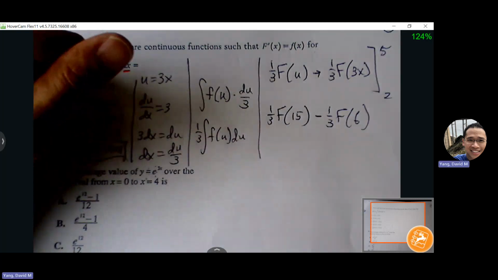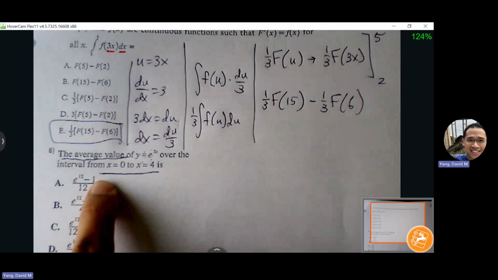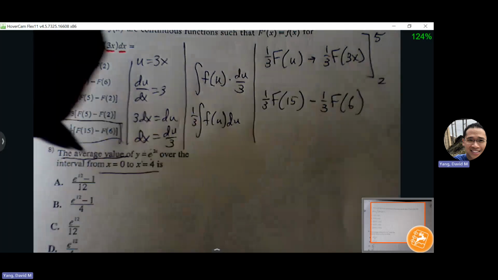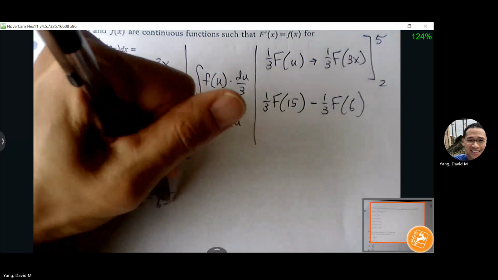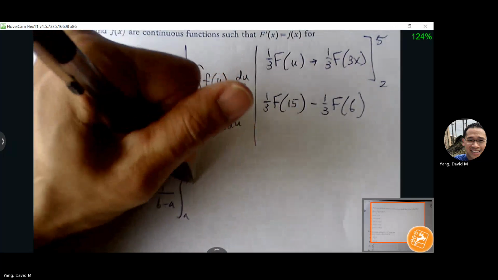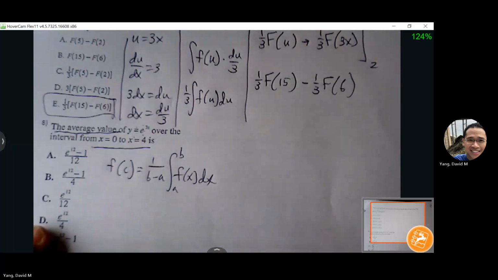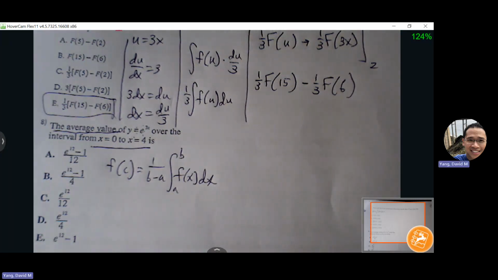Okay, the average value on the interval from 0 to 4 is, so what formula do you think we have to use here? Average value theorem, right? So that 1 over b minus a formula. Okay. Replace all your a's and b's with what? 0 and 4, yep.